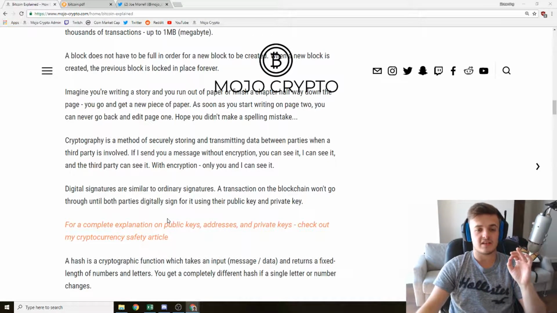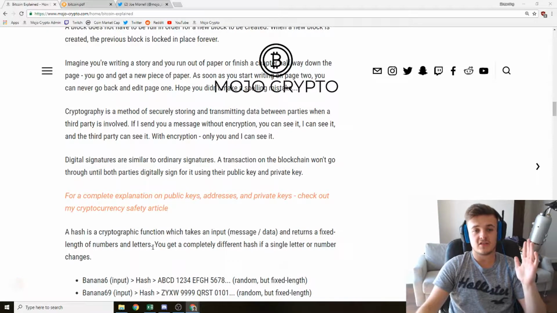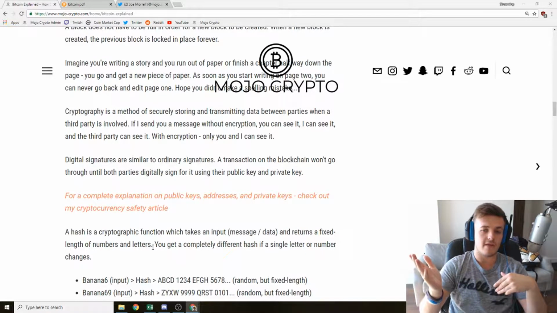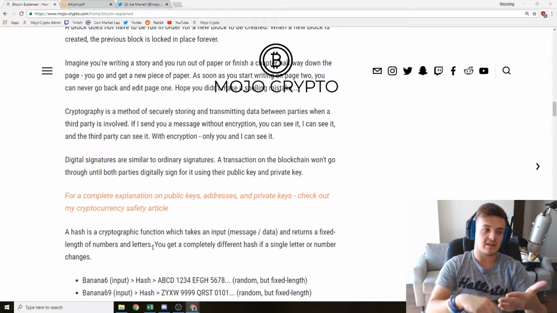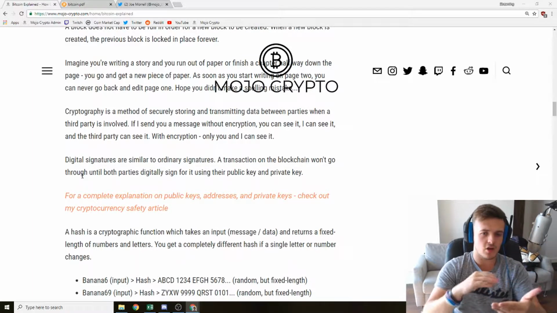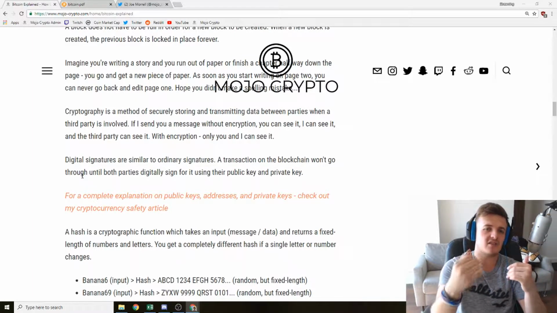So digital signatures, let's dive down into them. Digital signatures are similar to ordinary signatures, but it's just a digital, online version. Now, with an ordinary signature, you just sign a piece of paper. With digital signatures, you don't physically sign anything, but your computer's doing it. So your computer attaches a signature to a transaction that's happening.